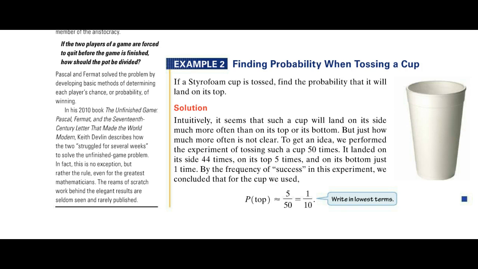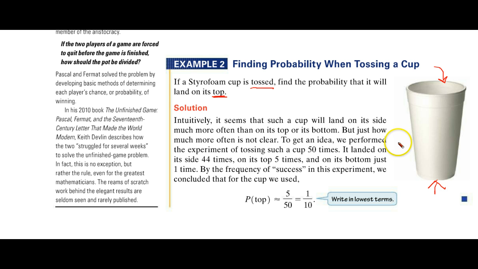Now, as we look at example 2, they're giving us this styrofoam cup. If a styrofoam cup is tossed, find the probability it will land on its top. Well, this is the top here. This is the bottom.